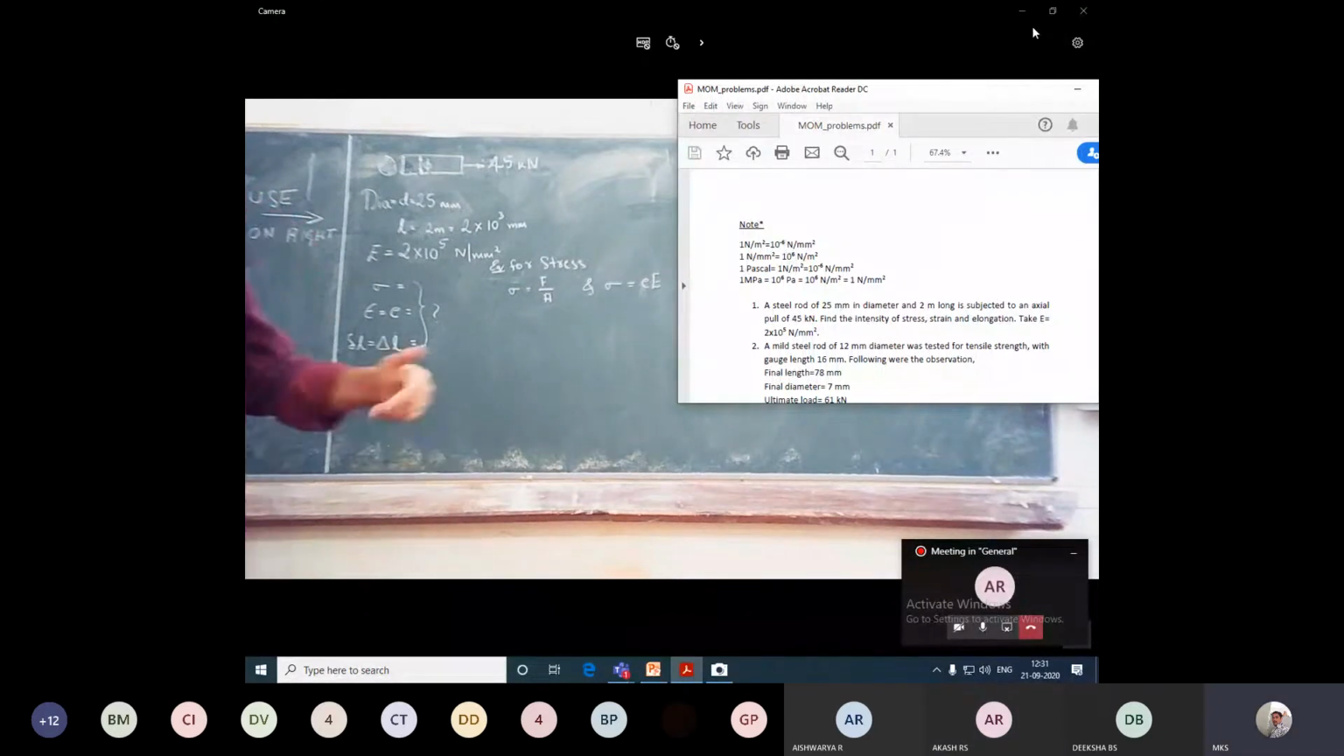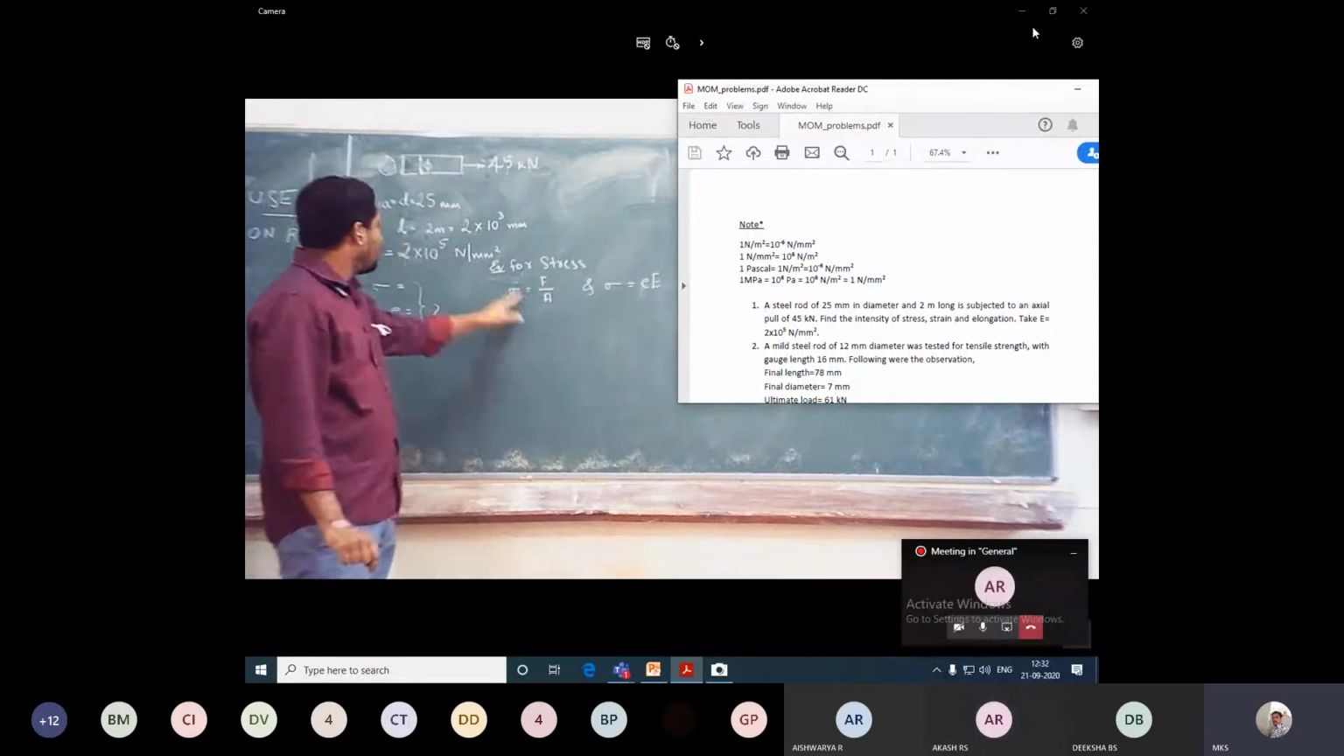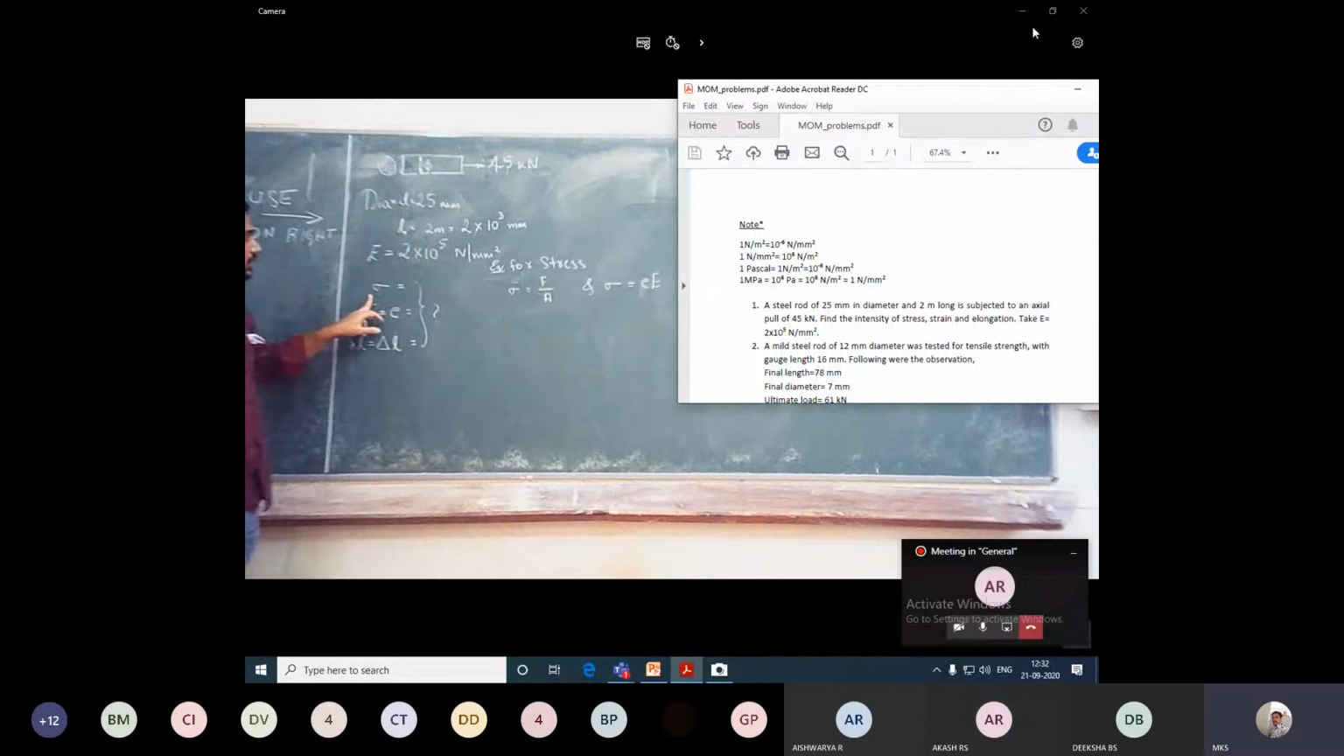So these are the two basic equations for stress. In your problem, they have asked you to find out the stress, strain, and change in length.